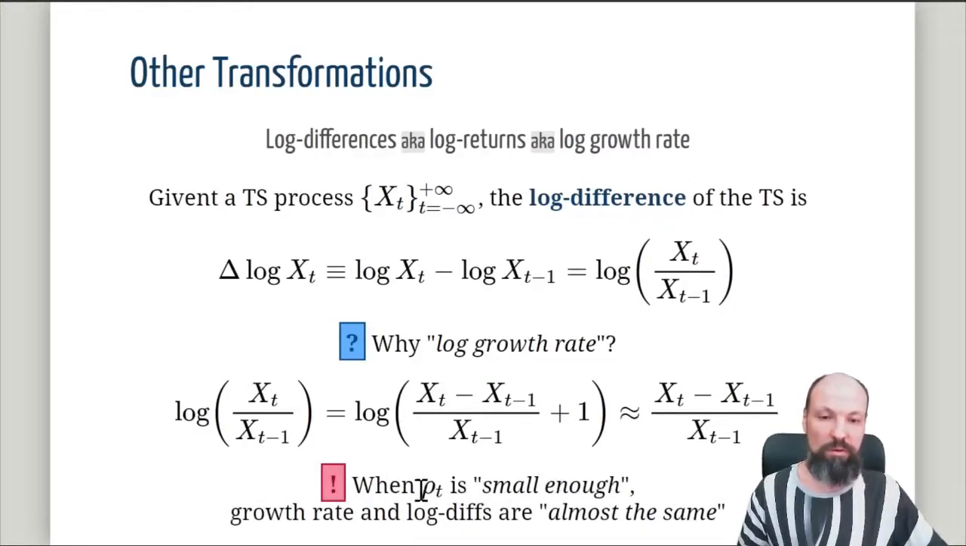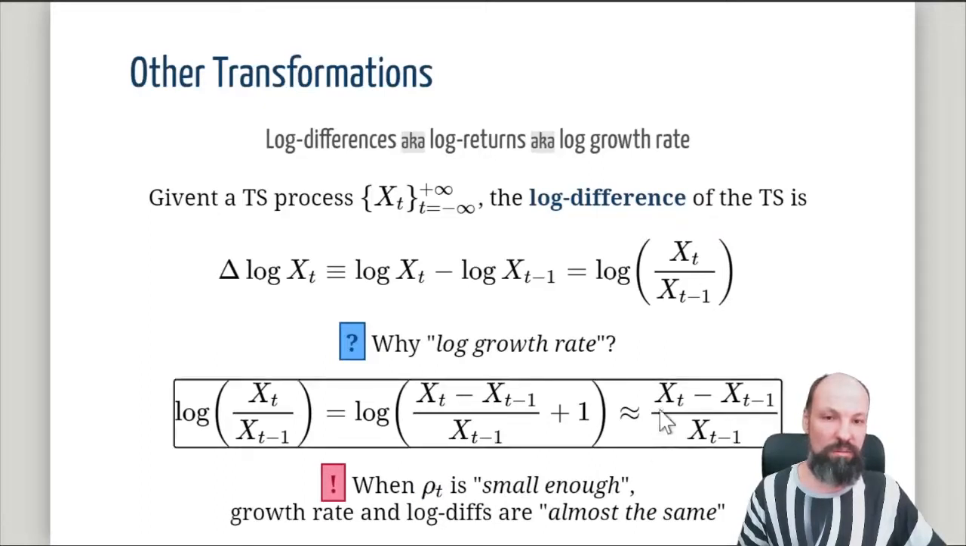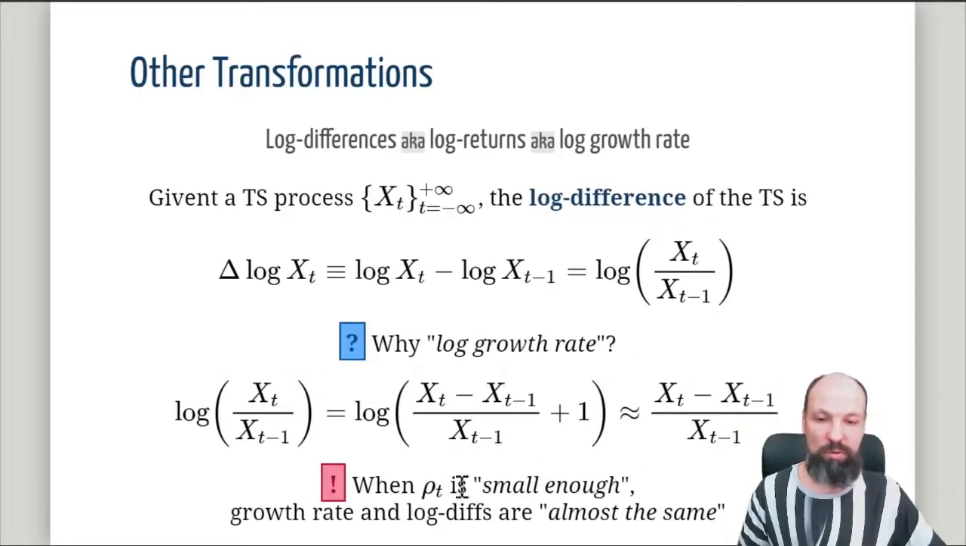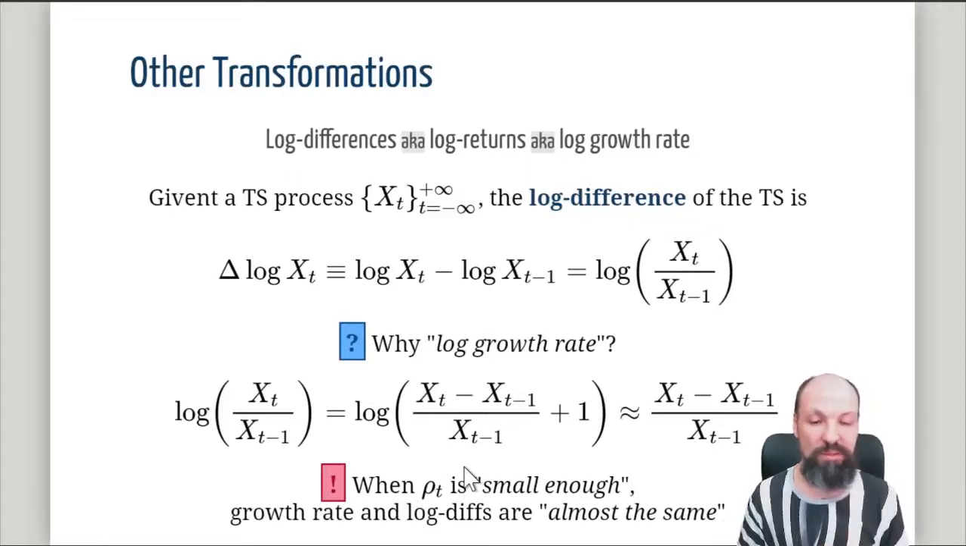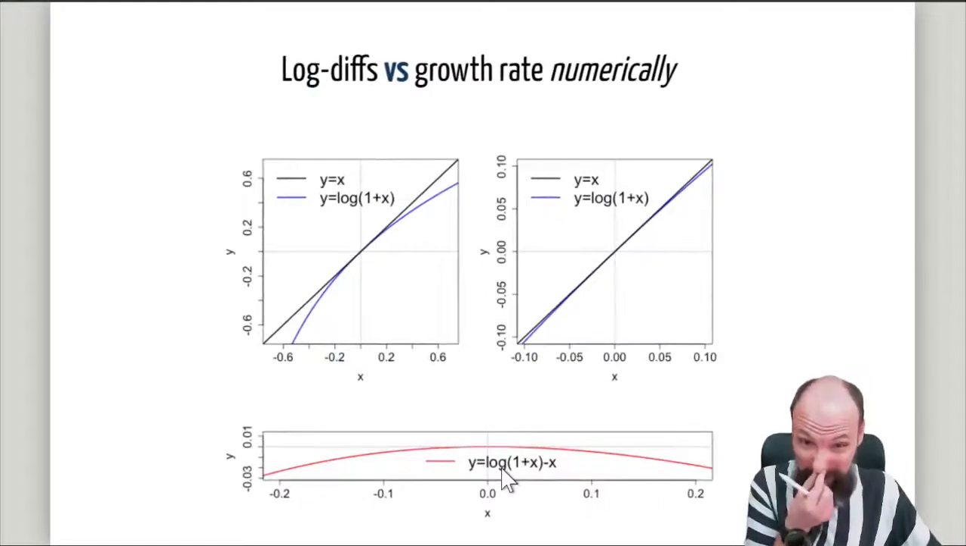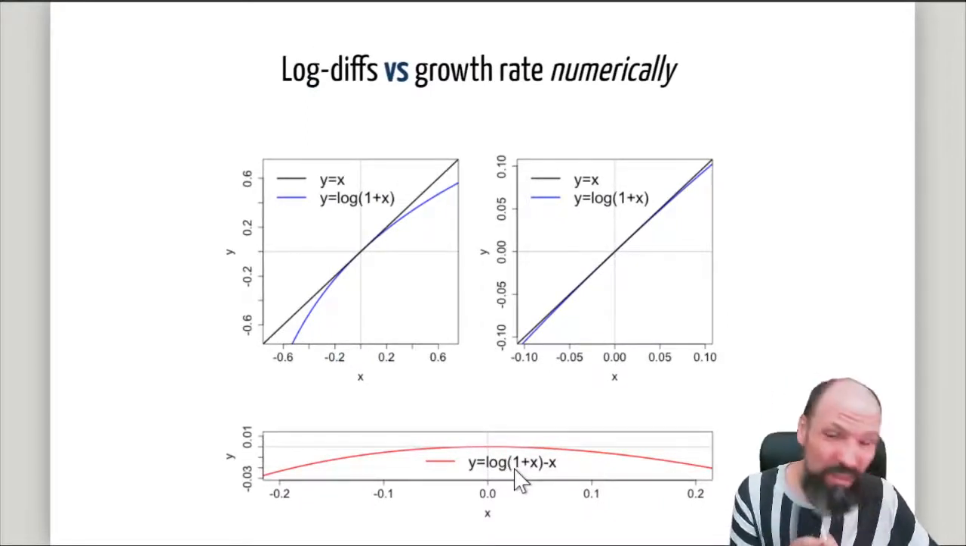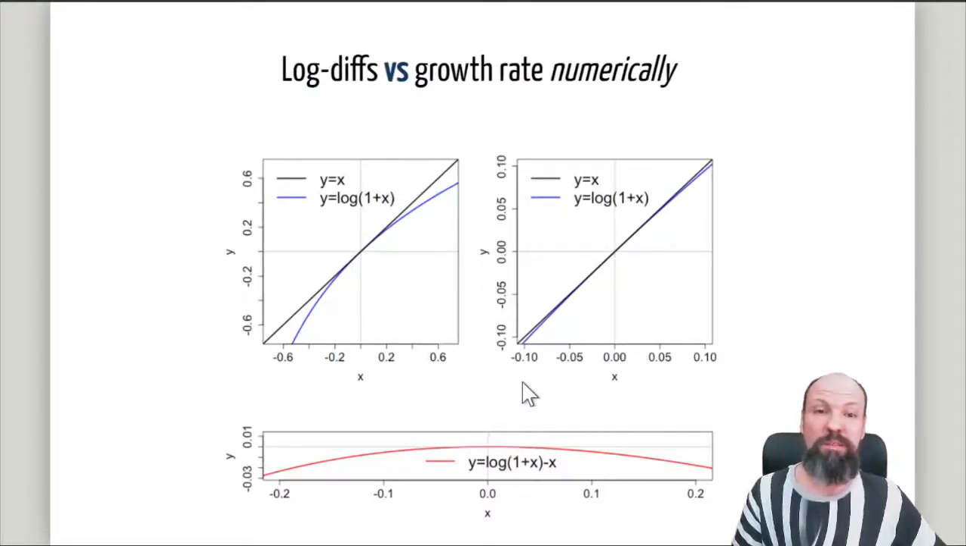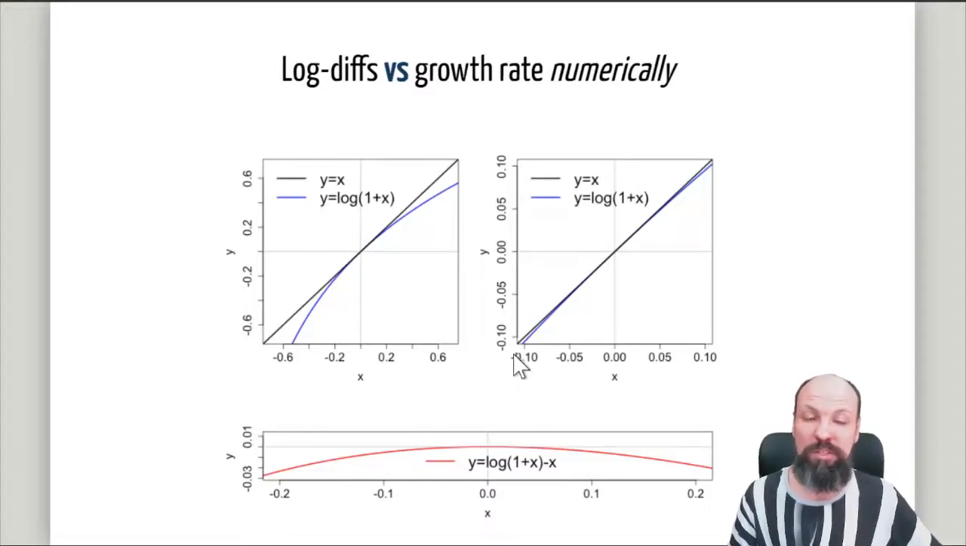So when rho is this, we denoted it by rho. When is it small enough? How small? Well, that depends on what is considered small, and it depends on the acceptable error in this approximation. Those are almost the same. Let's spend maybe another minute on the log transformation, and then we'll figure it out.